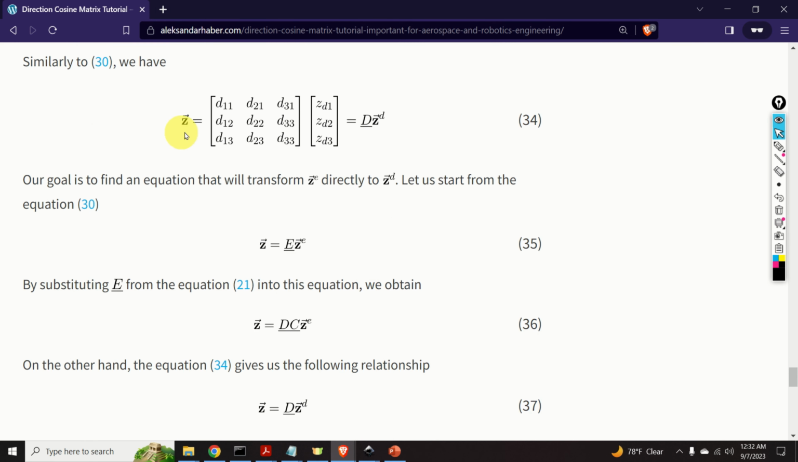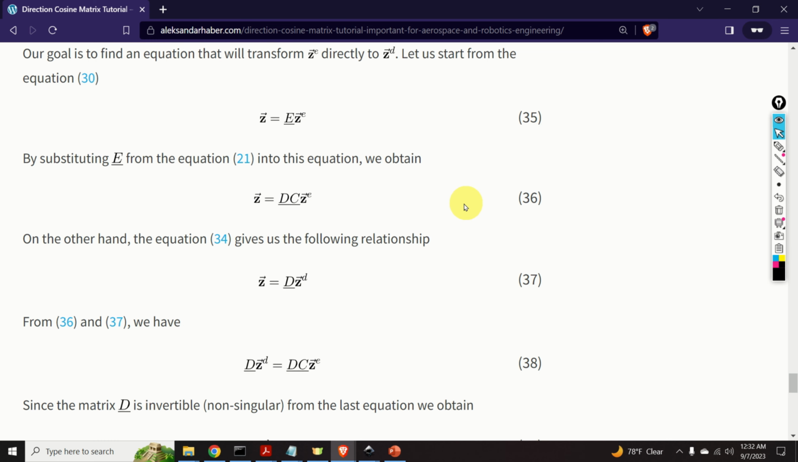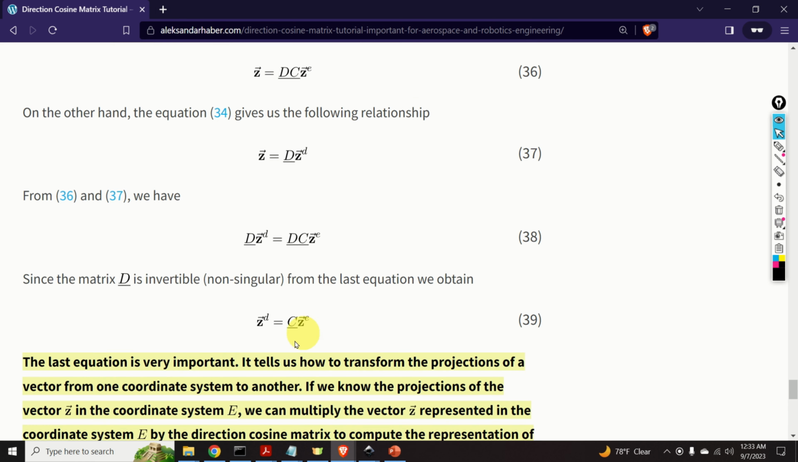On the other hand, we have the equation 34. By using this equation and by combining everything, we obtain such an equation. Now, from 36 and 37, we obtain the equation 38. Since the matrix D is invertible, that is, it's non-singular, from this equation we finally obtain Z in the coordinate system D is equal to the direction cosine matrix multiplying Z in the coordinate system E.